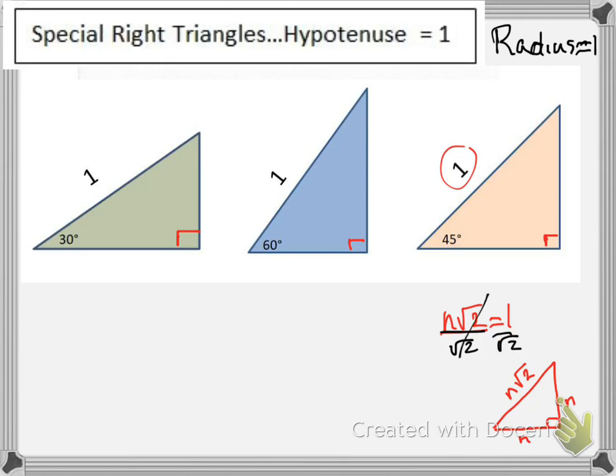So those cancel out. And I have n equals 1 over root 2. But I don't want to leave my radical in the denominator. So I'm going to multiply top and bottom by root 2 times root 2, so that I end up with root 2 over 2. That's going to be this leg, and it's going to be this leg.